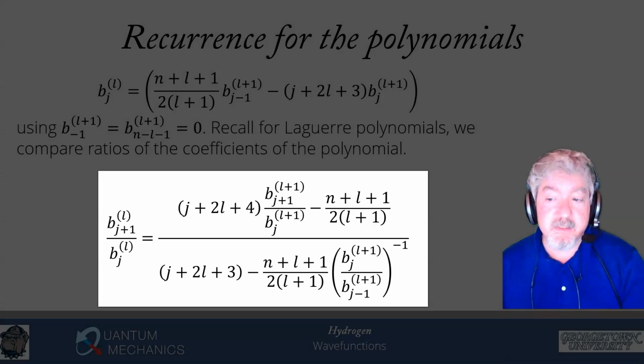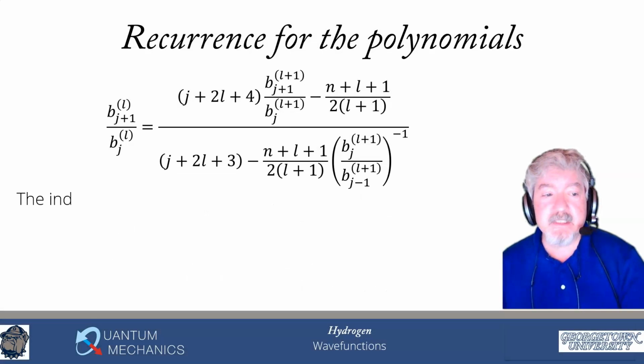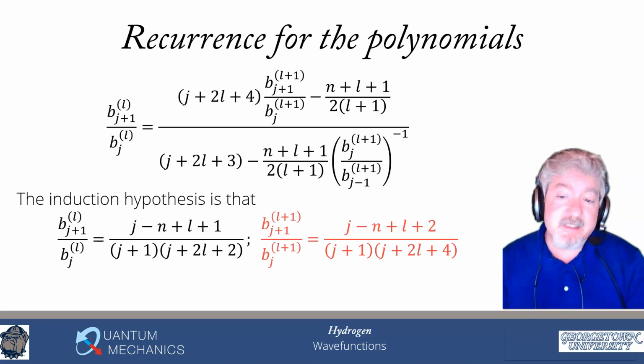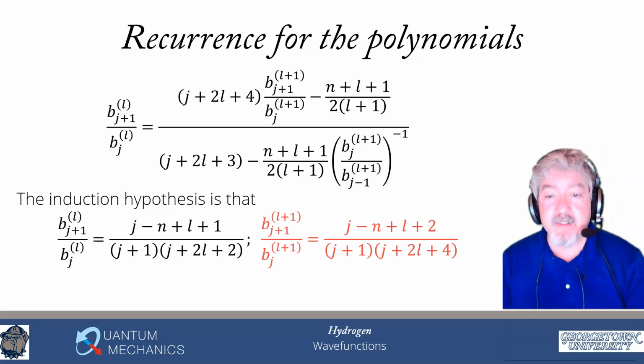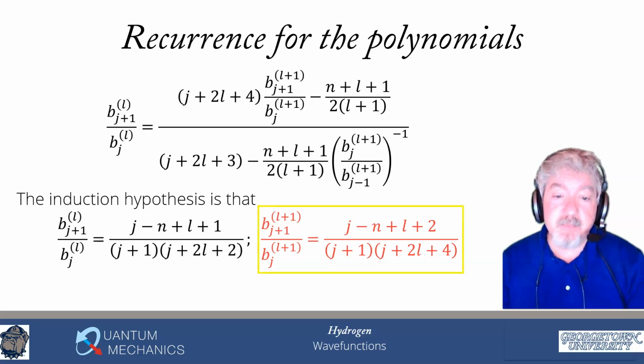And now we need our induction step. So it may look like this induction step is coming out of the blue. And to some extent, it is, using 20/20 hindsight from the fact that this problem has been solved other ways. But I do believe that if you continued on working through and calculated a number of those polynomials for the general case, for those low order polynomials, when l is very close to n minus 2, you would land on this result that b j plus 1 of l plus 1 divided by b j is given by j minus n plus l plus 2 divided by j plus 1 times j plus 2l plus 4.